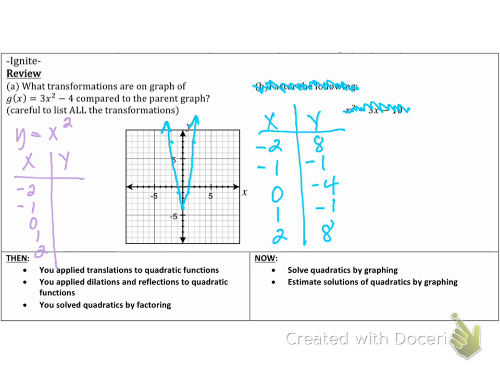So for those x values, I have -2, -1, 0, 1, 2. Plug those in, and there are my y values. I can plot that. And then I just need to ask, do I have to move up or down to get from my purple vertex to the blue one? And yes, I do, so that's a vertical shift. I do not have to move horizontally, so there's no horizontal shift. And the blue graph is skinnier, so that's a vertical stretch. And there is no reflection. Okay?